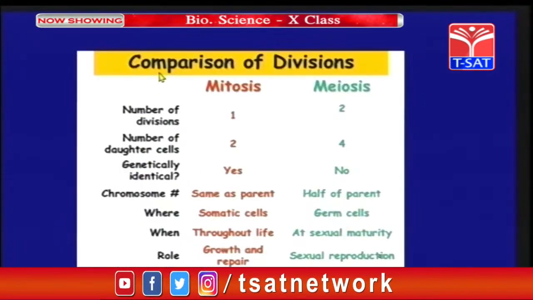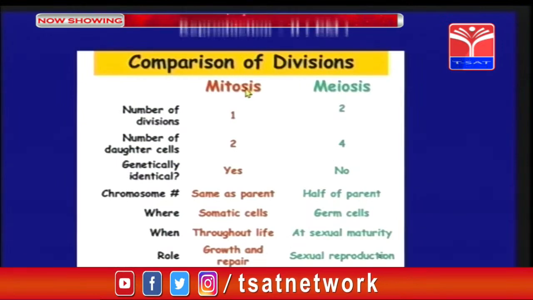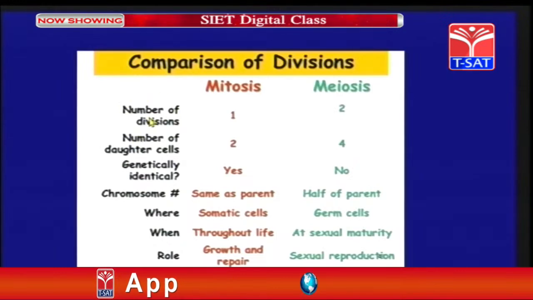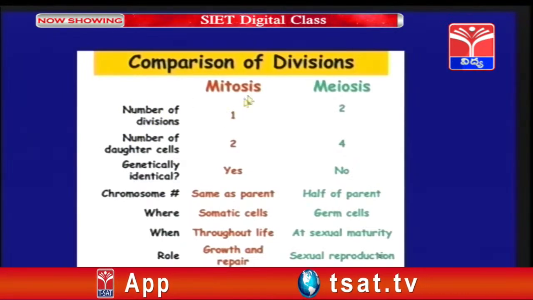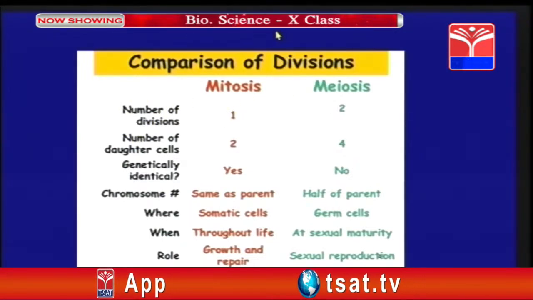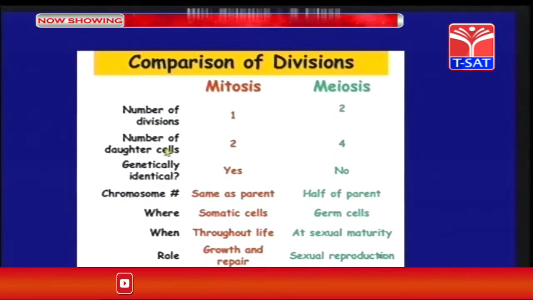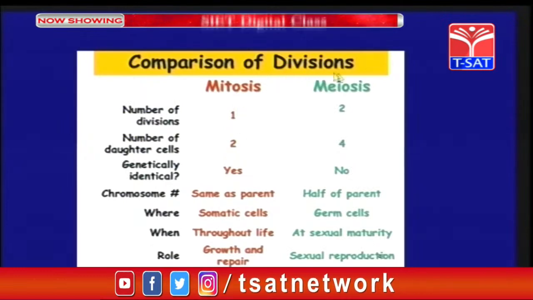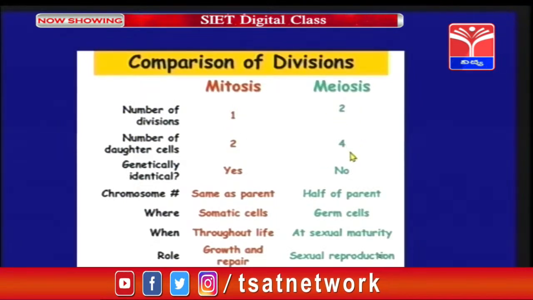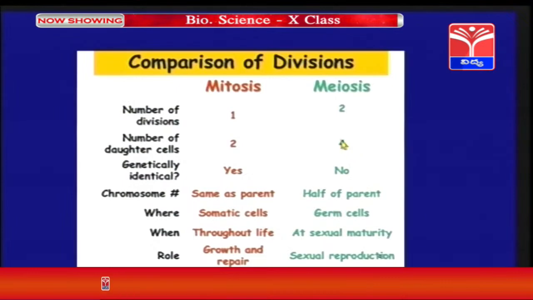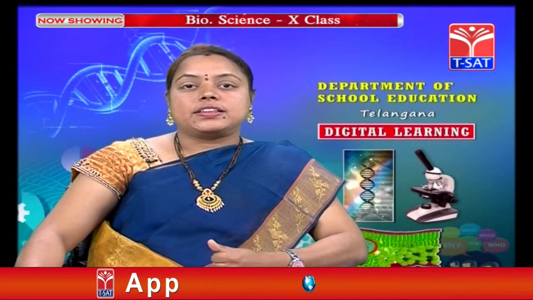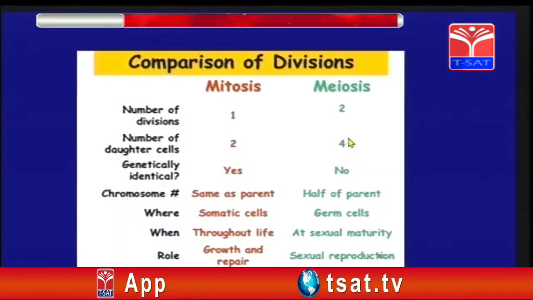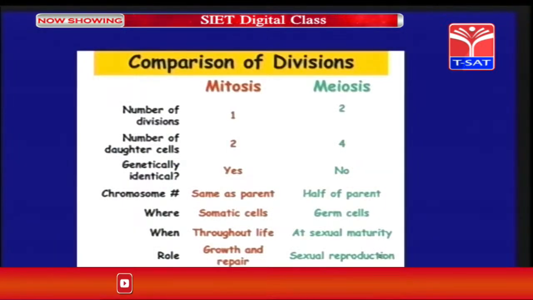Let us study the comparison of mitosis and meiosis. In mitosis, the number of divisions which take place is only once, whereas in meiosis, we have meiosis I and meiosis II. The number of daughter cells formed in mitosis is 2, whereas in meiosis, 4 daughter cells are formed. As we have discussed, the parent is diploid, whereas the daughter cells formed are 4 and they have half the number of chromosomes to that of the parent cell.